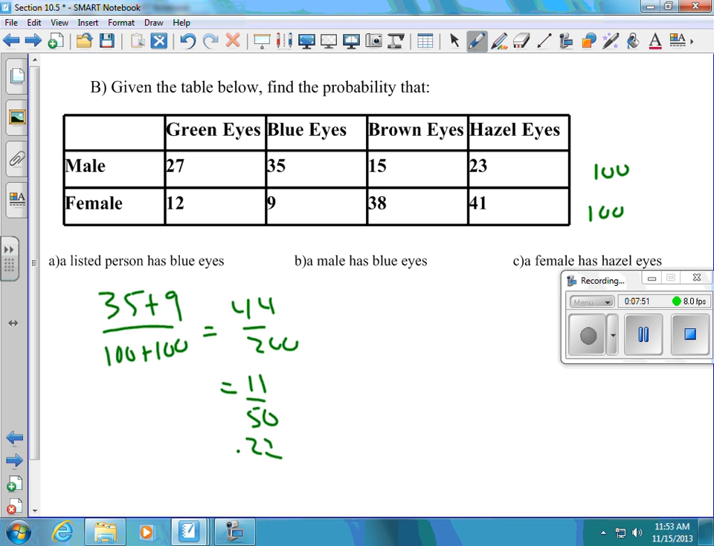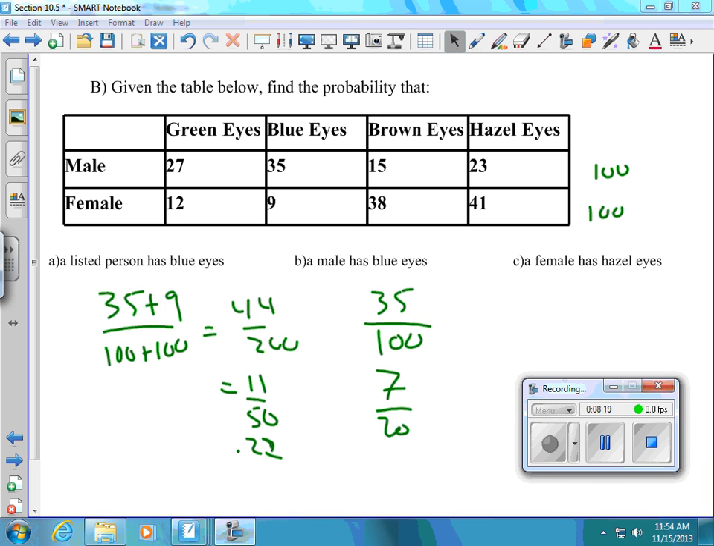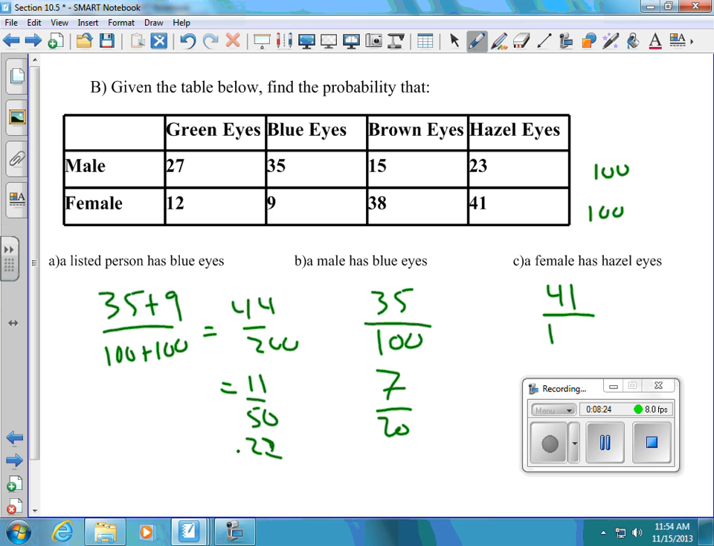What about a male that has blue eyes? A male has blue eyes, well, that's 35 males. So you have to be a male and have blue eyes. Well, there's only 100 males. 35 out of 100, or 7 out of 20. We didn't do it out of the total because we were given that it's a male and they have blue eyes. Okay. How about given a female and she has hazel eyes? Well, females, there are 41 females with hazel eyes out of 100, that can't reduce.